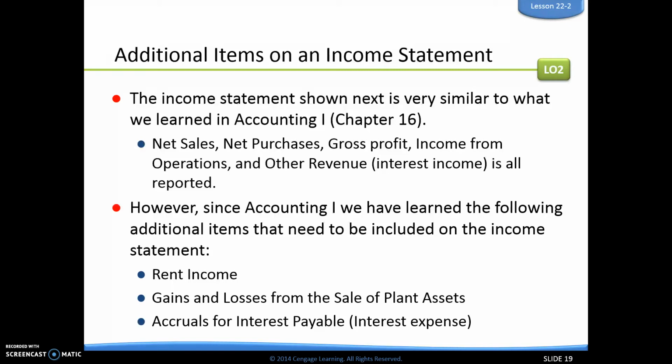However, since we've done Accounting 1, we've learned the following additional information that also has to be included on our income statement. That includes rent income, gains and losses from the sale of our plant assets, and accruals for our interest payable or our interest expense.